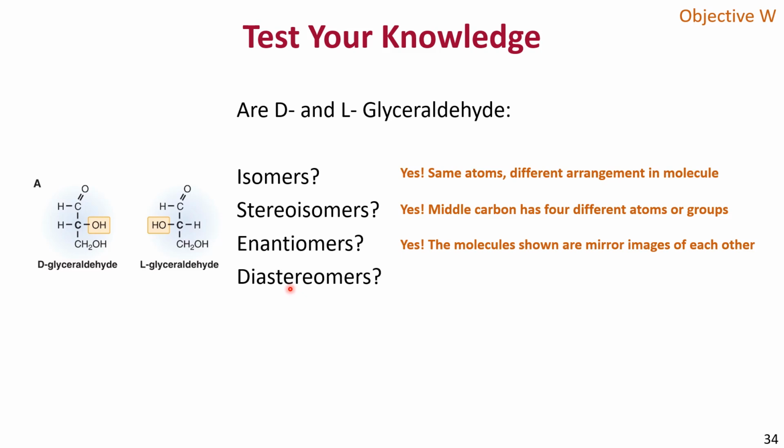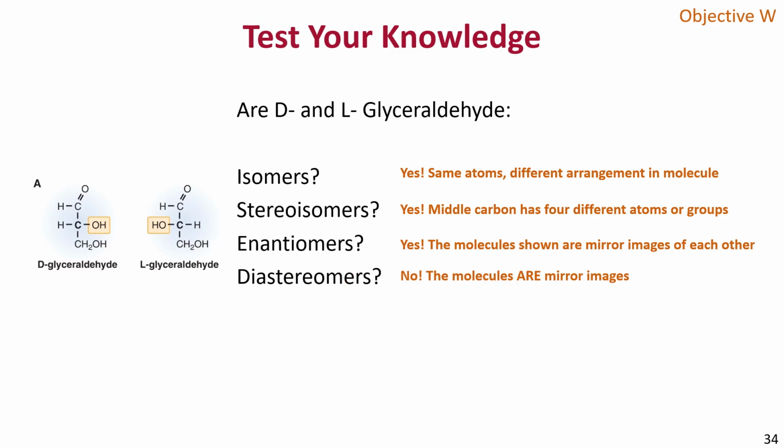Okay, diastereomers. And that's going to be just the opposite. If you are an enantiomer, you can't be a diastereomer. If you are a diastereomer, you can't be an enantiomer. So in this case, diastereomers are going to be non-superimposable and non-mirror images of each other. But we've already established that this is a mirror image, and so the answer is no. These can't be diastereomers in this case. Does that make sense to you?